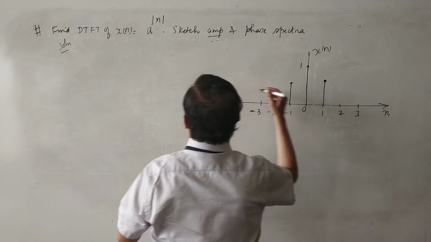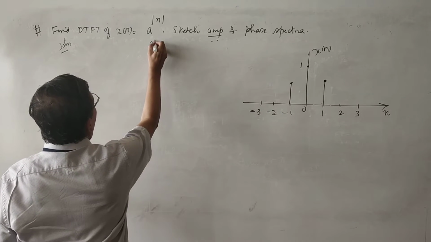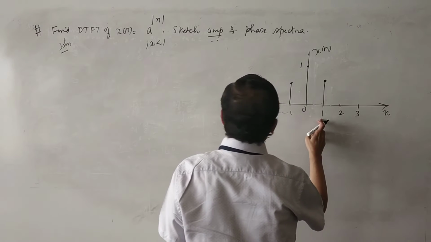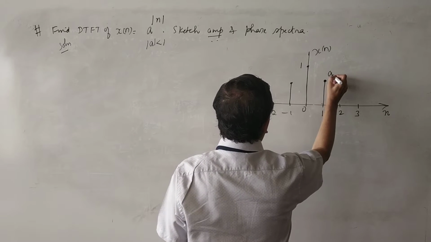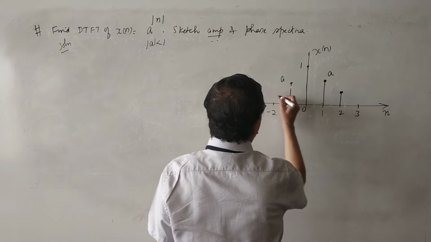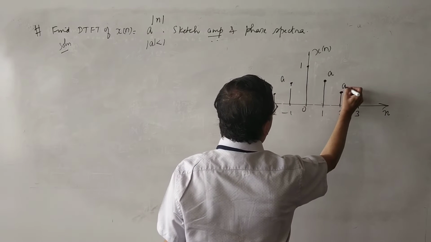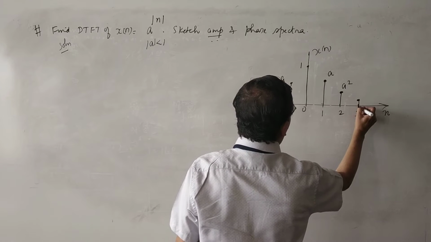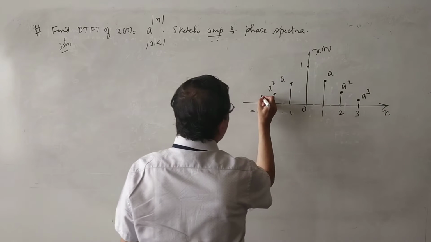The value is, in the condition here, mod a less than 1. So when n equals plus minus 1, the value is a. When n equals plus minus 2, the value is a square. When n equals plus minus 3, the value is a cube.